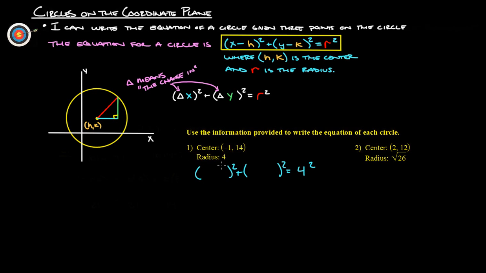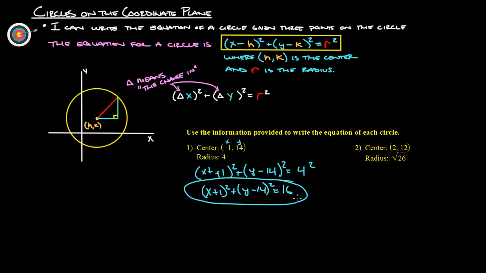Then this is always going to be x minus, and this is going to be y minus, the coordinates of the center of the circle. In this case, (x, y) is (-1, 14), so it's x minus negative 1, and then y minus 14. So the equation of our circle is (x + 1)^2 + (y - 14)^2 = 16, because 4 squared is 16. That is the equation of our circle.